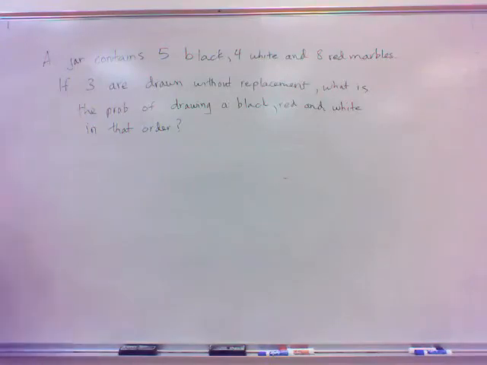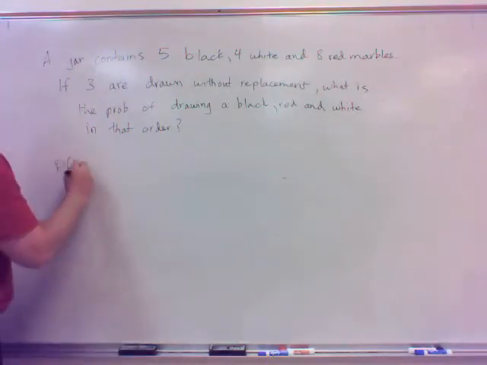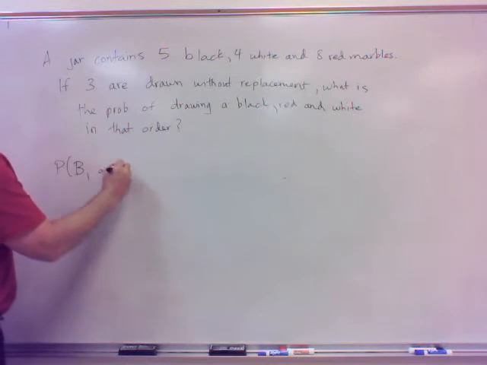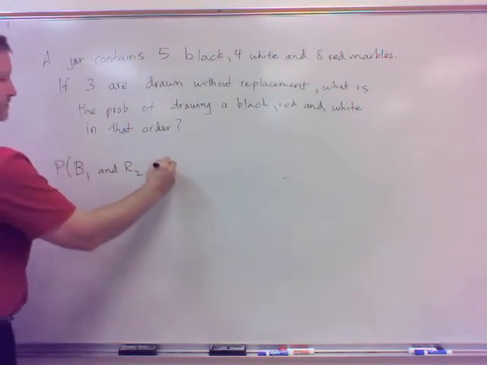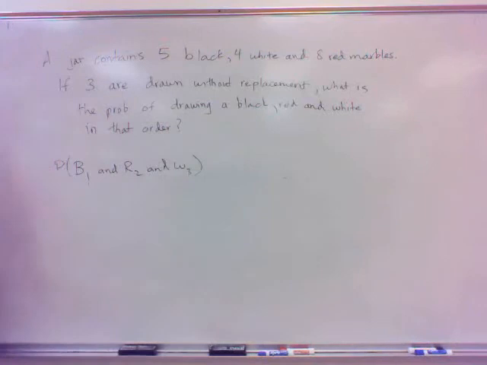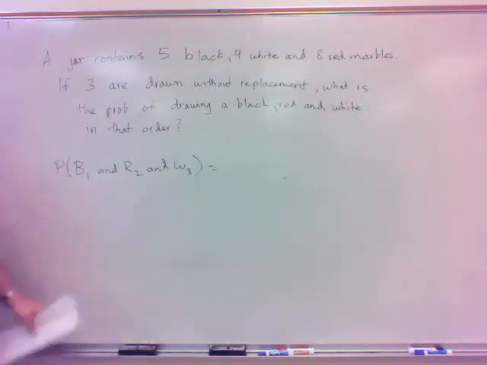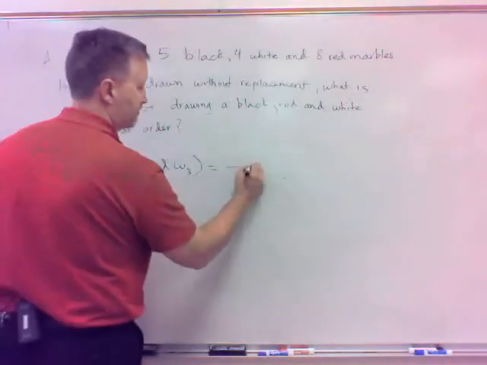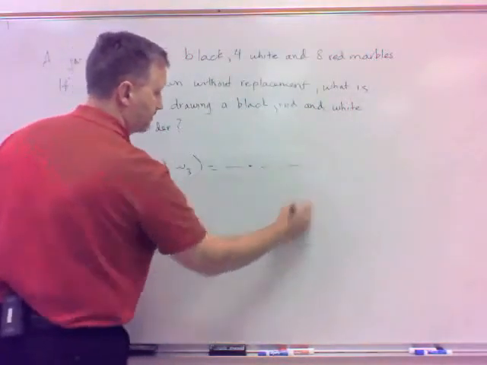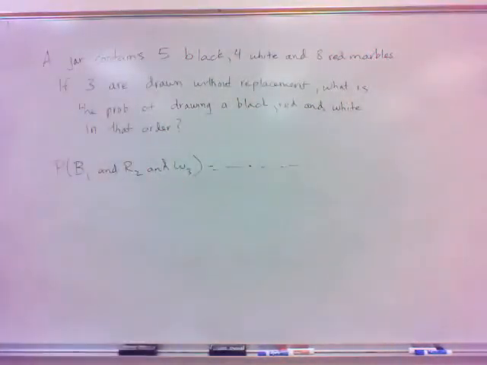Well, the point of doing this one is that I'm finding the probability that it's black first and red second and white third. This is another and probability, isn't it? So what does that mean? I'm going to have to do 3 probabilities and multiply them together. I'm going to do a probability here, then here, and then there.